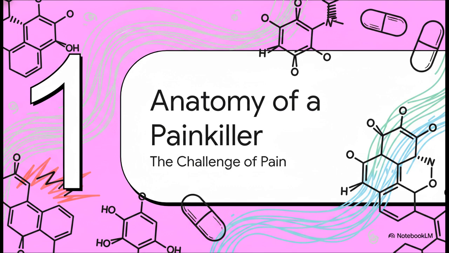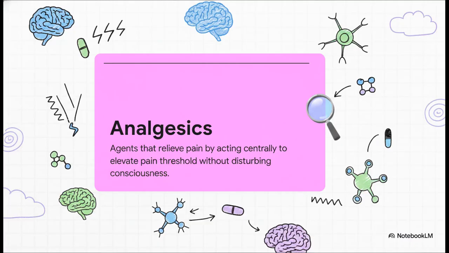First up, let's tackle something we've all dealt with: pain. And to do that, we need to understand the drugs that are designed to fight it. So the fancy word for these things is analgesics. And the main thing to know is that they work by going after our central nervous system. Think of it as the body's command center for pain. And the cool part is, they do all this without knocking you out.